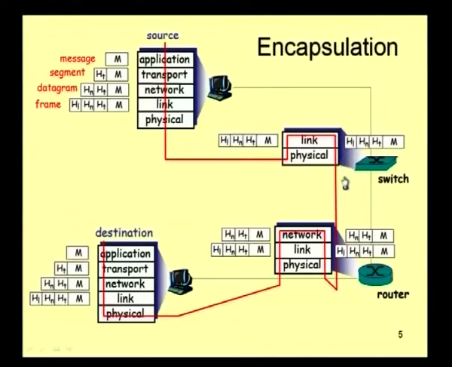Now the data will traverse through this link, and when it reaches the router, we have three layers in action: the physical layer, the link layer, and the network layer.